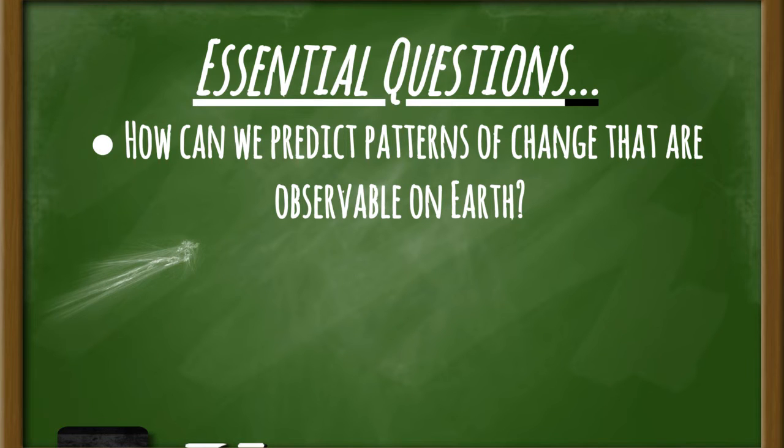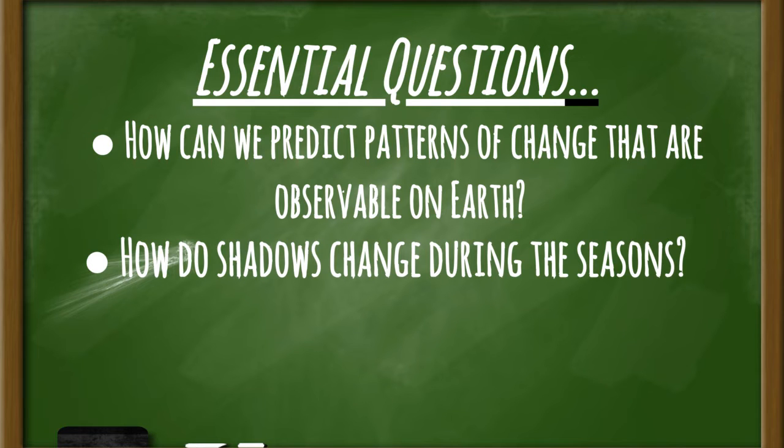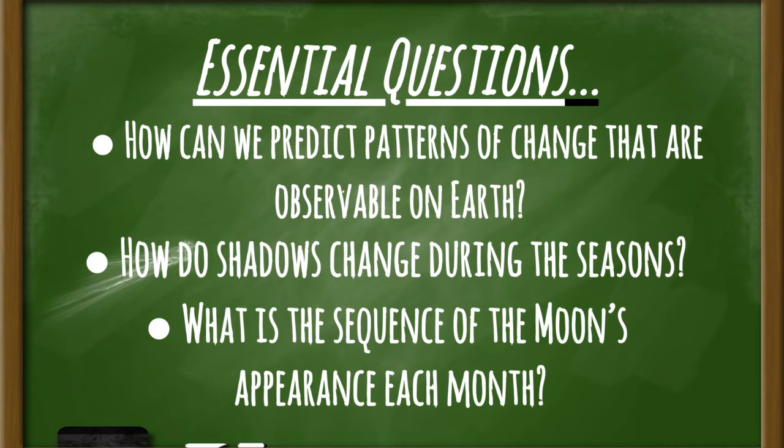Let's look at the second one. Listen to me first. How do shadows change during the seasons? Say that one with me. How do shadows change during the seasons? And the last one. What is the sequence, order, of the moon's appearance each month? Say that one with me. What is the sequence, order, of the moon's appearance each month?